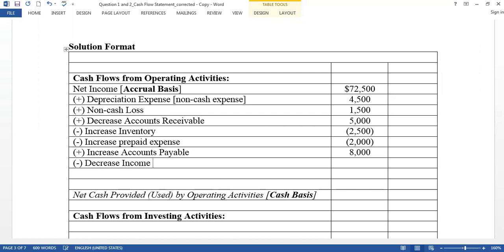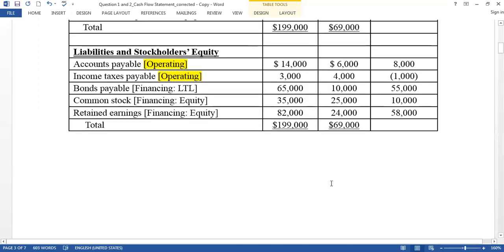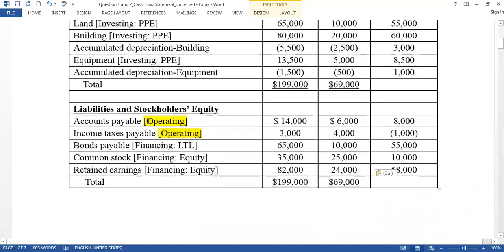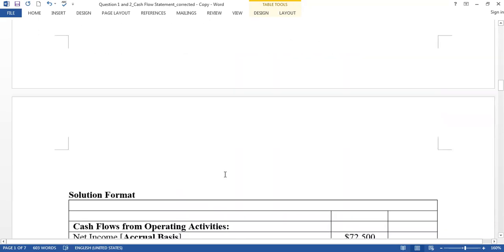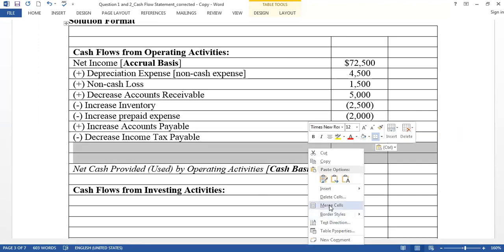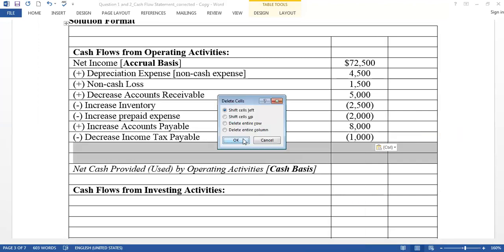Income tax payable is your liability, and it is a decrease. Decrease means you pay cash. So we find that, and we don't have any other non-cash current asset. According to this question, we have these three non-cash current assets and these three current liabilities, and they are the operating activities we already put here. We don't have any other things for operating activities.